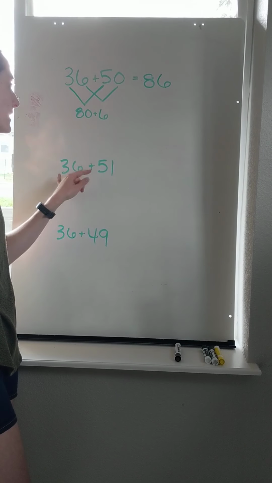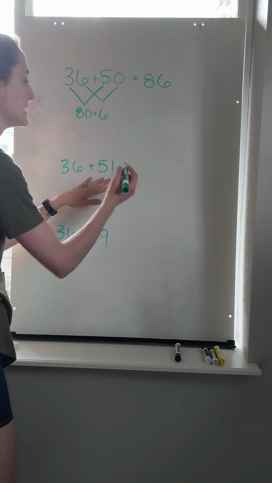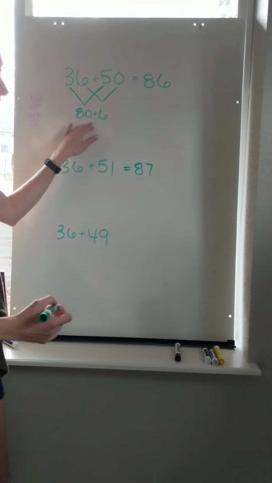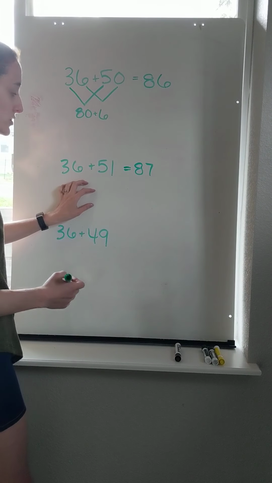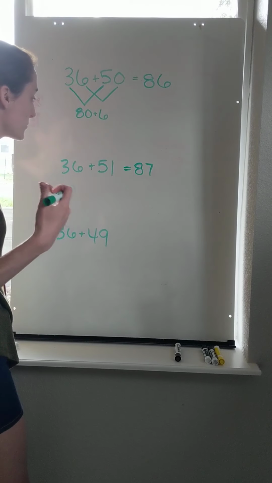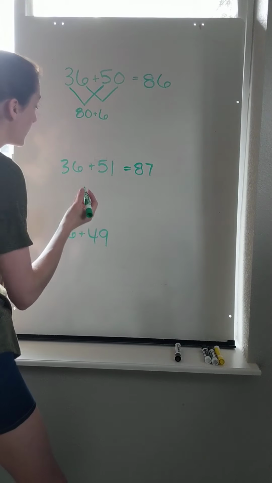So what I'm really thinking is that, well, if this was 86, 51 is just one more than 86, so it's going to be 87. I can also use the number bond way like I did up here to show and prove my work. So make sure on your practice you try to prove it with the number bond way or the arrow way like I was showing you.